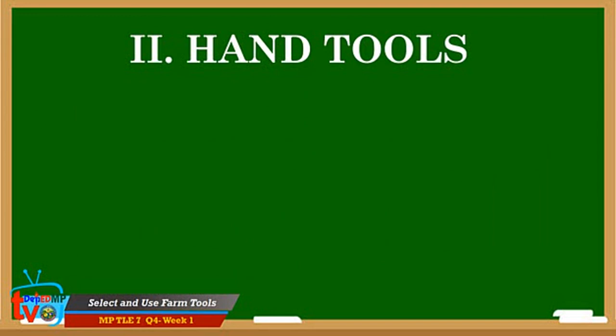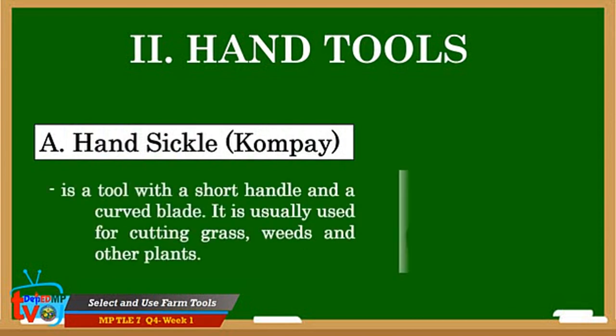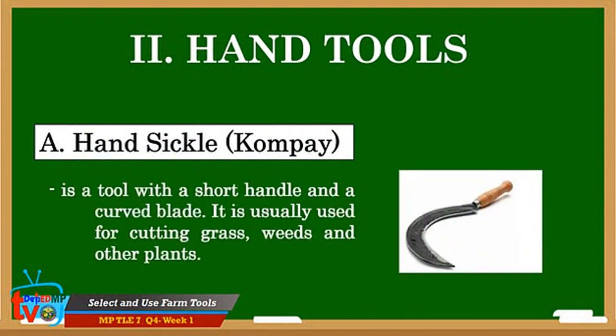The second part of our discussion for today is about the hand tools. When we say hand tools, these are light materials that are being used in farming or in gardening without the use of animals or machineries. Under hand tools, we have the hand sickle or kumpay. It is a tool with a short handle and a curved blade. It is usually used for cutting grass, weeds, and other plants. In our community, it is being used in harvesting palay.